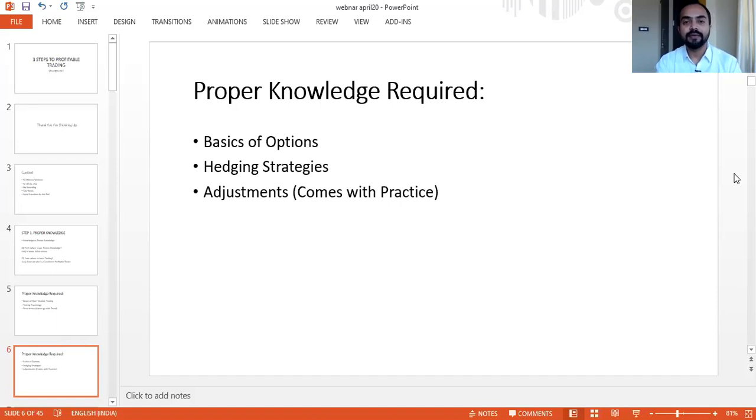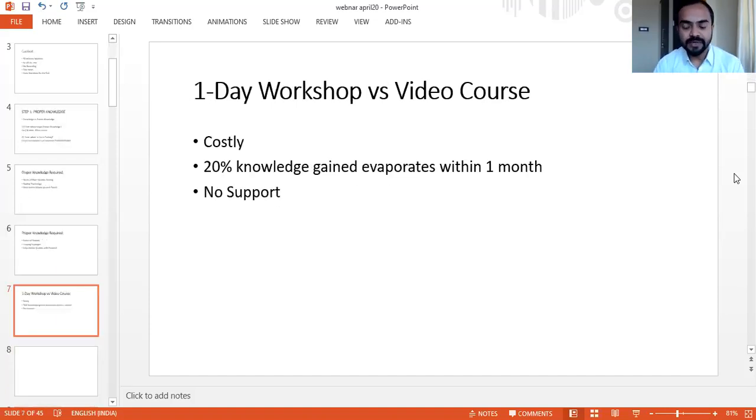And let's move ahead. So now we'll see what is the difference between a one day workshop and the video course, which is better, or what are the advantages and disadvantages. So a one day workshop is very costly. A 1 day or 2 day workshop, which people charge a huge amount of money. On average, they charge 20,000 rupees. Some charge even more, 30,000, 50,000, or even more.